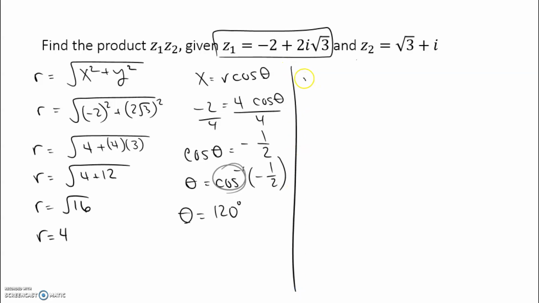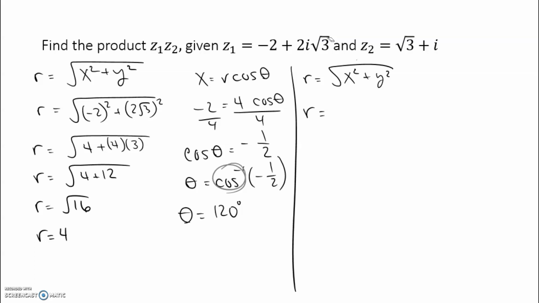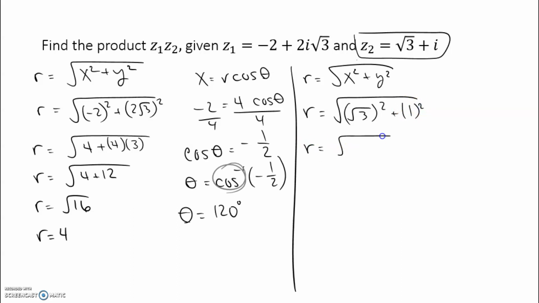So we'll have r is equal to the square root of x squared plus y squared. Now I'm not looking at this one anymore. I'm looking at this one. So our x value is the square root of 3. We're going to square that plus 1 squared. So this will be 3 plus 1, or the square root of 4, which will be 2.